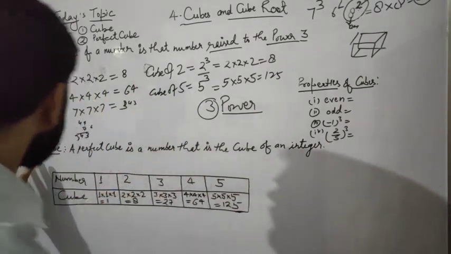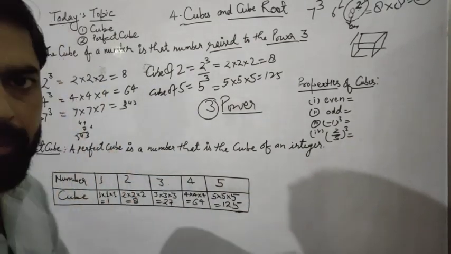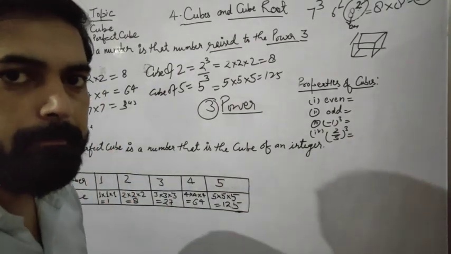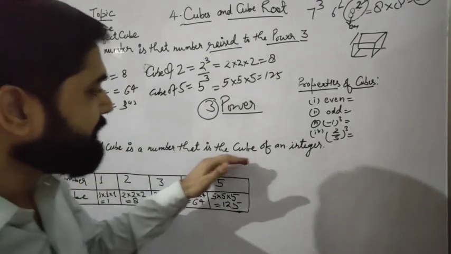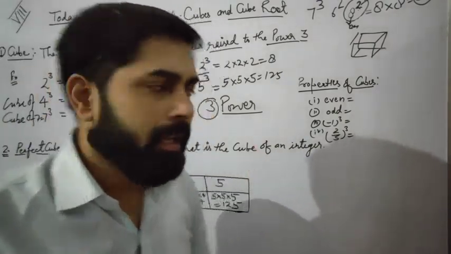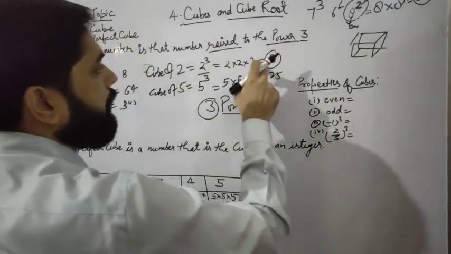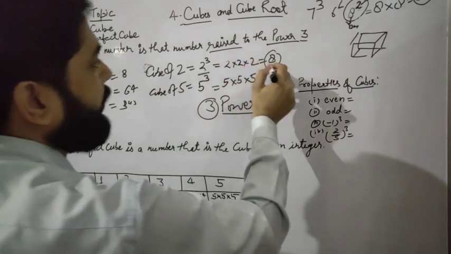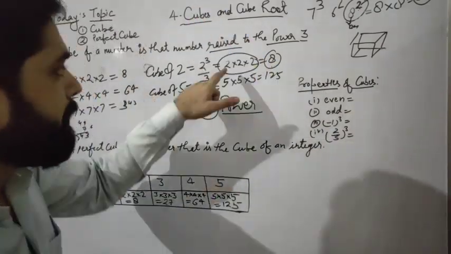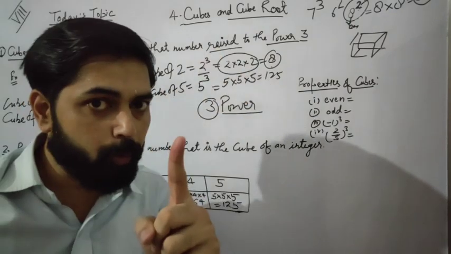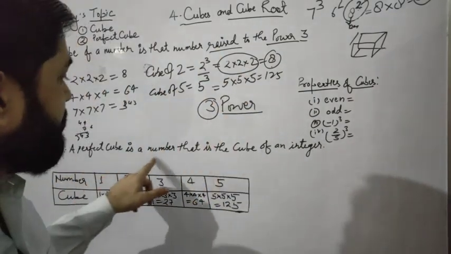Now the next topic is perfect cube. So what is a perfect cube? A perfect cube is a number that is the cube of an integer. This is the perfect cube. Why? Because 8 has how many 2s? 3 twos in one group. So a perfect cube is a number.